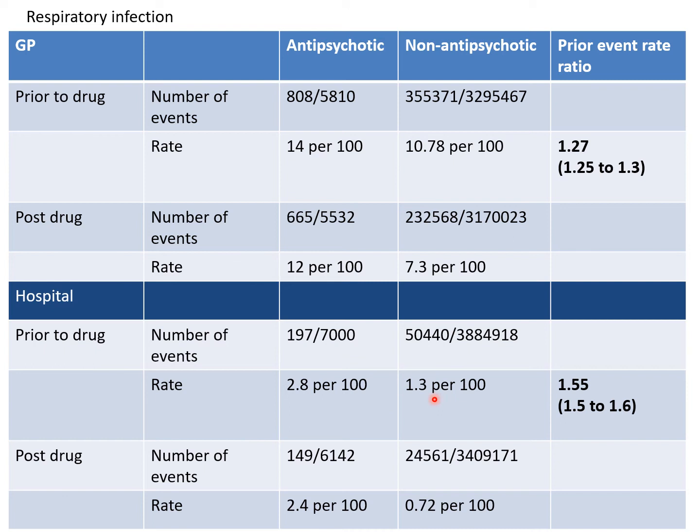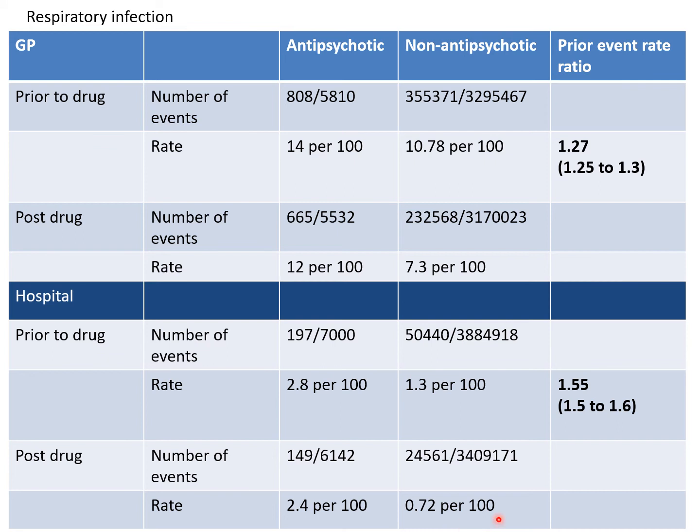After time, the controls, the people who weren't put on an antipsychotic, have a lower rate of being hospitalized for respiratory infection. And this is as they get older, they probably have less respiratory infections. However, those given an antipsychotic, after they're on their antipsychotic, their rate does not fall, and they are at the same risk of being hospitalized for respiratory infection, which then puts them at 3 times the rate compared to those not on an antipsychotic.